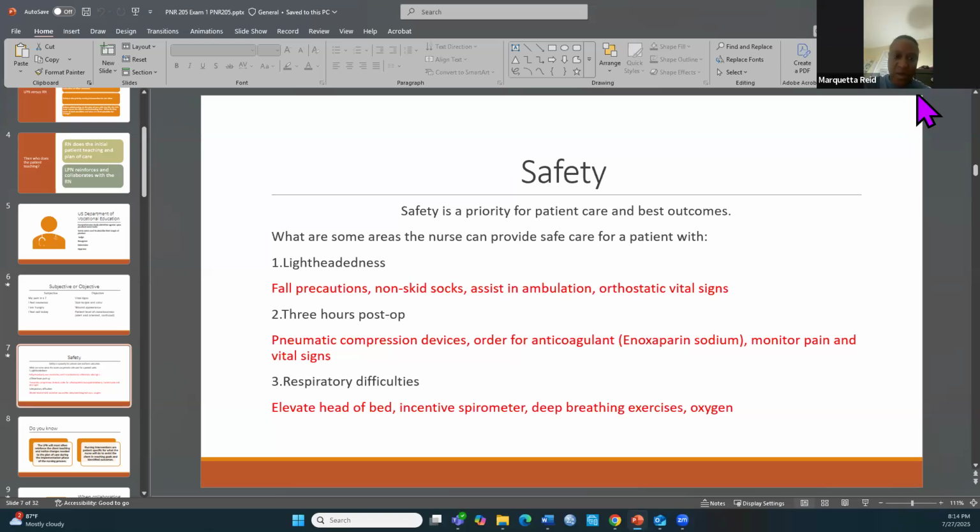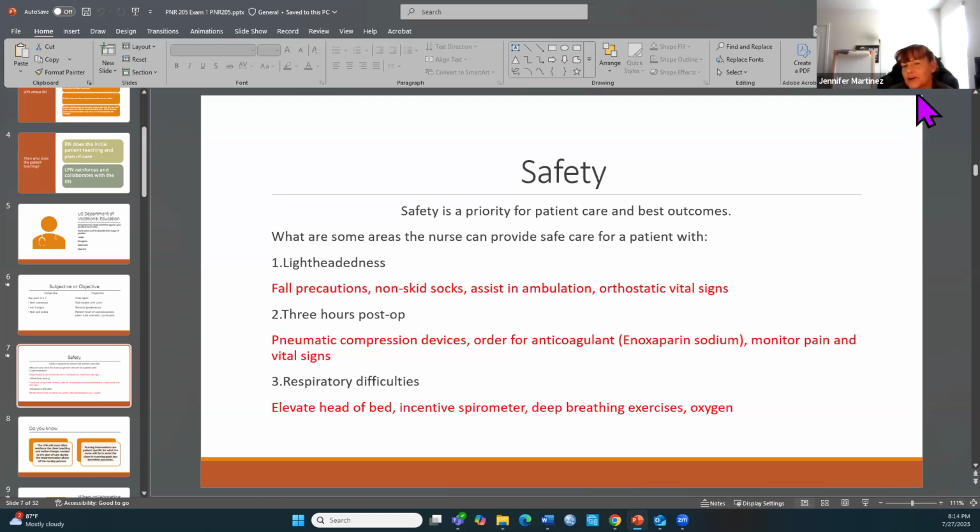Put the bed at the lowest level. Bed at the lowest level. What else? Think about, okay, what about clear pathways? Like removing the rugs and stuff like that, any clutter.